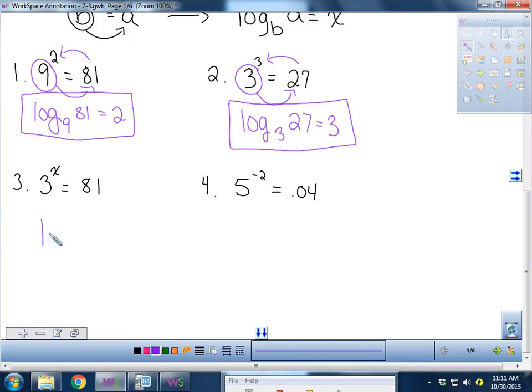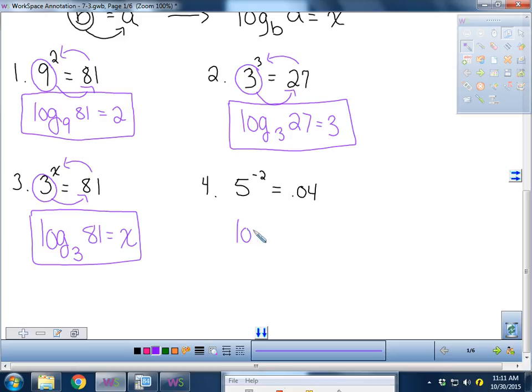Okay, and the last two, this will be log base 3 of 81 equals x. And number 4, log base 5 of 0.04 equals -2. All right, and you're done going that direction. Okay, just rewriting.